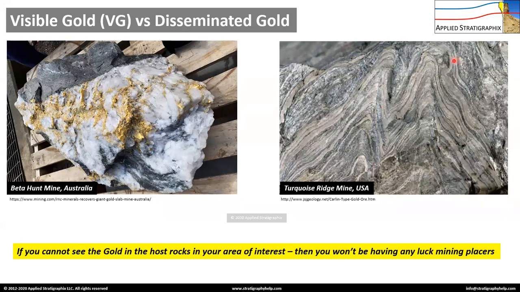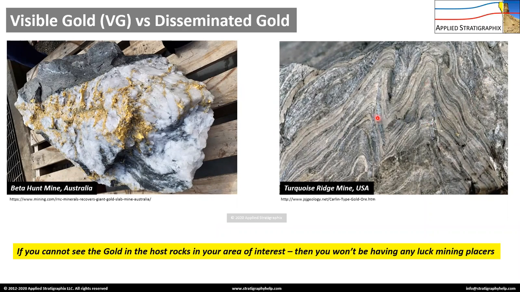Now, here's the deal. This is disseminated gold. What does that mean? What that means is it's microscopic, which means guys who have been working in these mines their entire lives, they have never actually seen the gold. Okay. Why have they not seen the gold? Well, they have not seen the gold because it's microscopic.